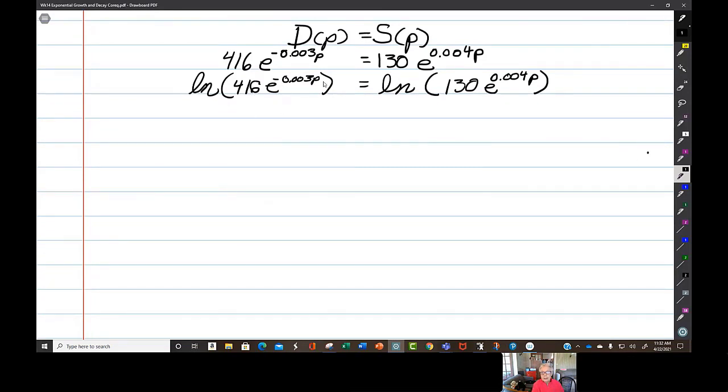416 and e to that power are multiplied in the argument. 130 and e to that power are multiplied in the argument. So I am going to use the product rule of logarithms. Let me write it down. Product rule.